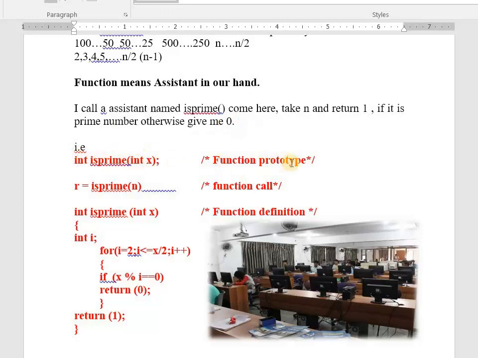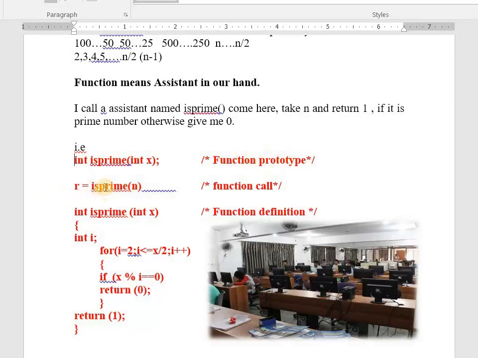This is the function prototype. We have to give 3 details to the computer system. Which function you are writing: isPrime. How many values it takes? One value, integer. Then which type of value does it give me back? Integer type. I give one value that is an integer, and it gives me either 0 or 1, that is an integer. This is the function name, which type of input it takes, and which type of value it gives back. This is called the function prototype. We are telling the machine that I am writing my own function called isPrime. It takes one value and gives me one value of the type integer.